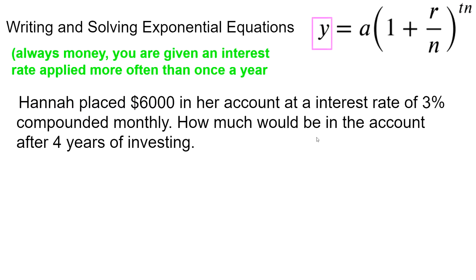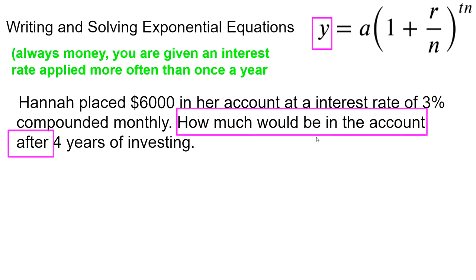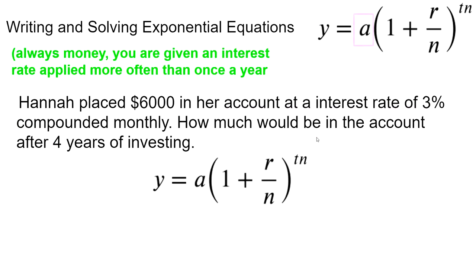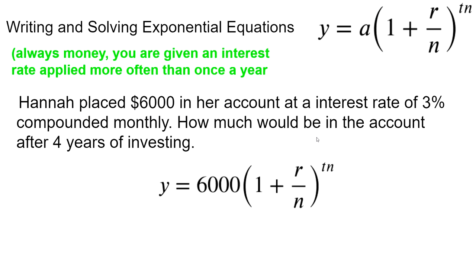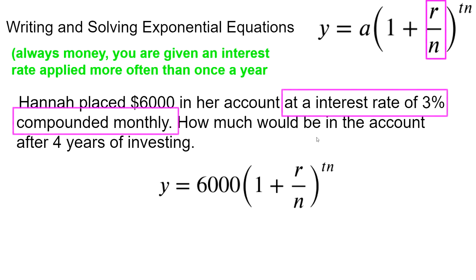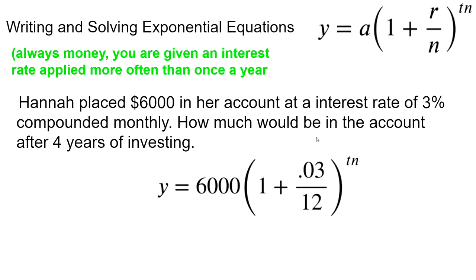So we start by looking for our ending amount. We read it, and we found out that we want to know how much is going to be in the account after, so we don't know the ending amount. We're going to find the beginning amount. Well, it says that she put $6,000 in there in the beginning, so that must be our beginning amount. Our interest rate is 3%. We're going to make that a 0.03. And we're compounding it monthly, so we're going to divide that by 12.